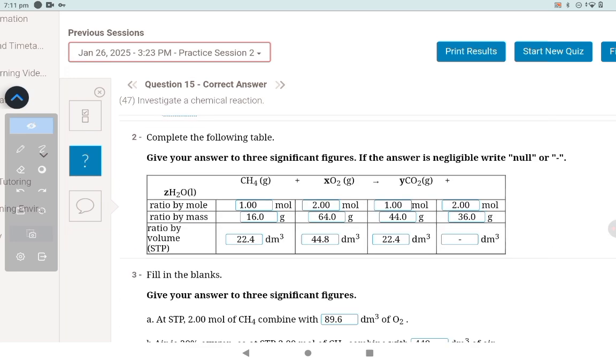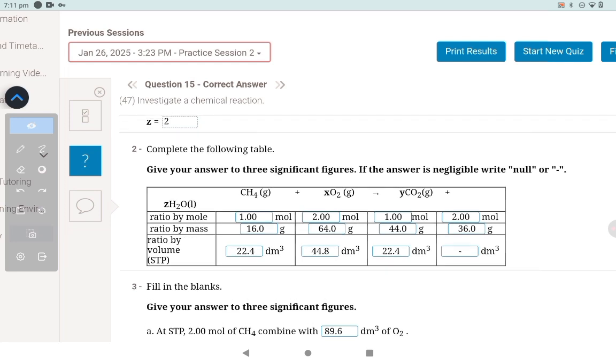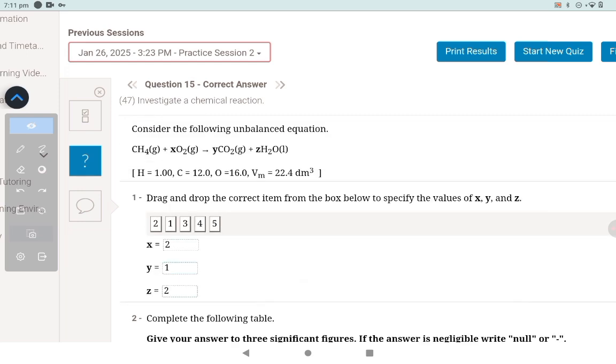Okay, the order is messed up. CH4 is 1, O2 is 2, CO2 is 1, and H2O is 2. Those are the coefficients of the values over here.